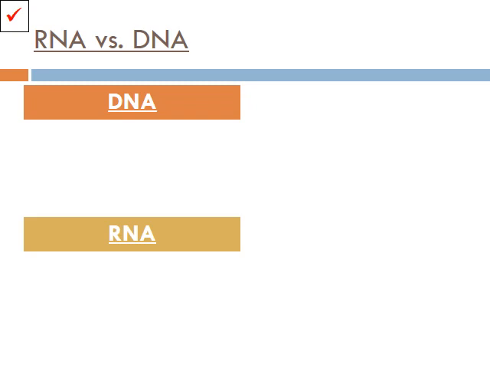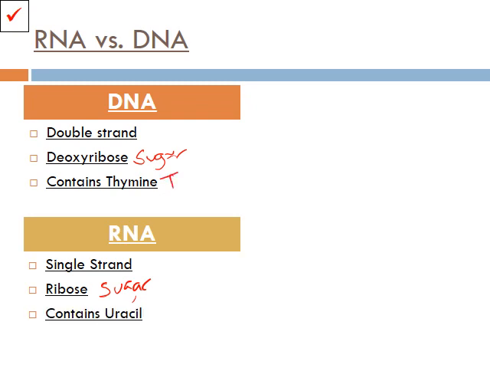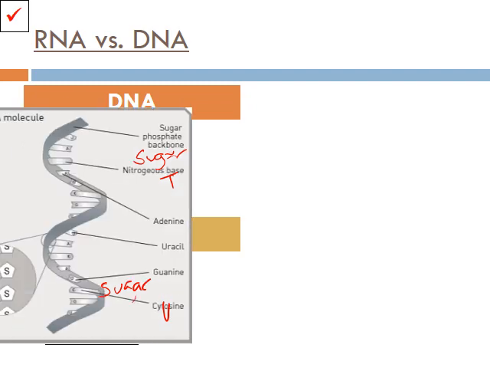Let's talk some differences. Some of the differences between DNA and RNA are as follows. DNA is a double strand, whereas RNA is a single strand. DNA contains the sugar deoxyribose, whereas RNA contains the sugar ribose. So that's the sugar. DNA contains the nitrogen base thymine, or T, whereas RNA contains the base uracil. DNA stays inside the nucleus and RNA can be found outside.